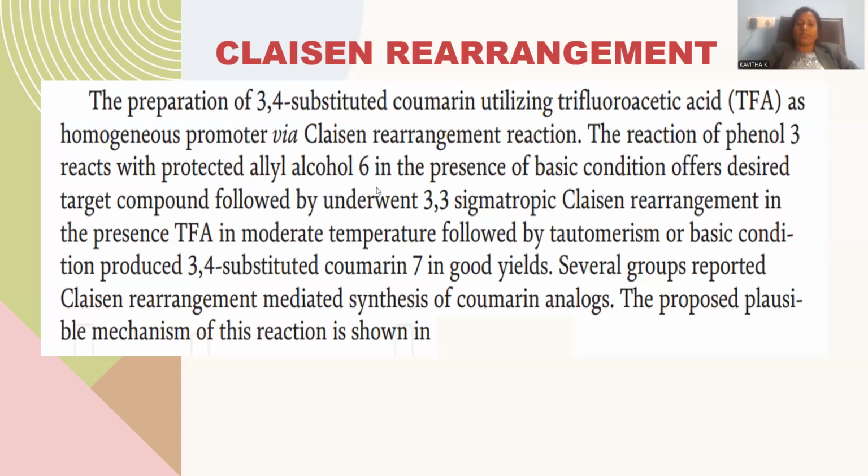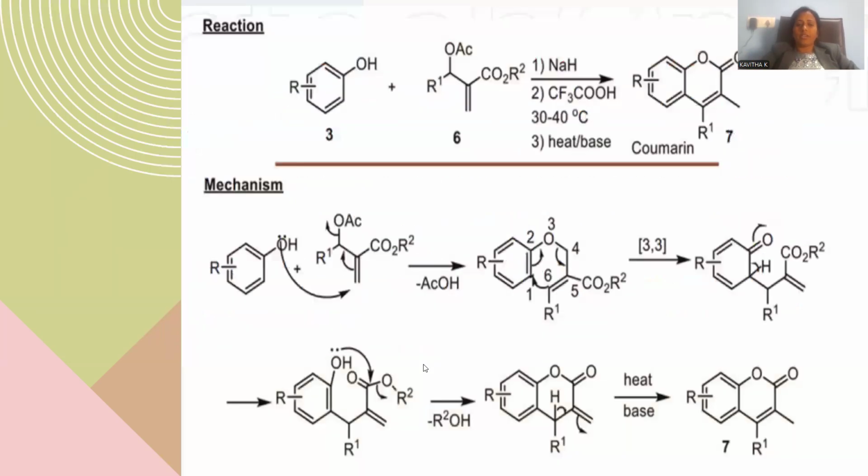And the Claisen reaction is operated in order to achieve this kind of coumarin by reacting phenol with allyl alcohol in the presence of basic condition. A sigmatropic Claisen rearrangement takes part in this reaction in the presence of trifluoroacetic acid, giving rise to coumarin as the final product. Let me show how the reaction is accomplished.